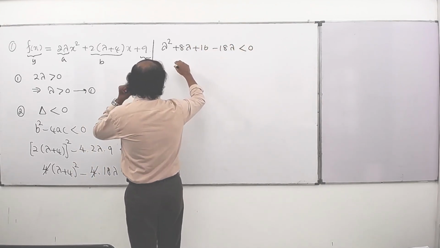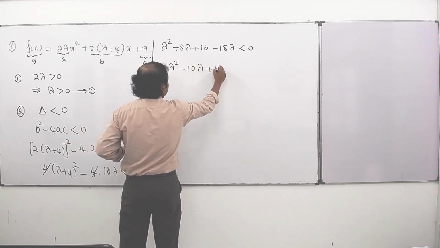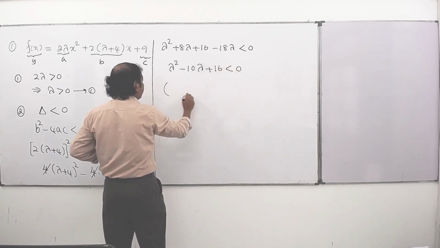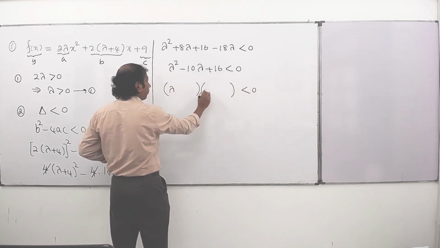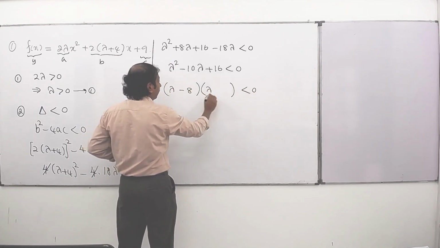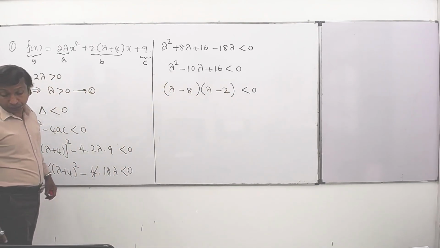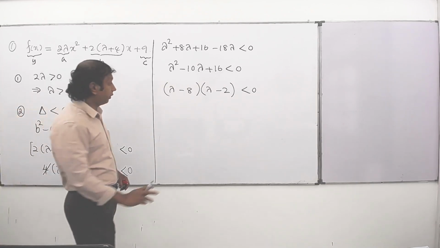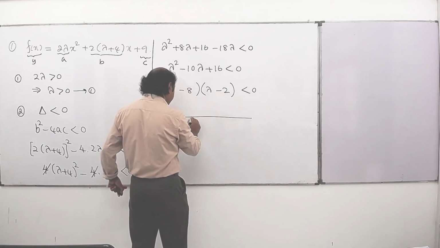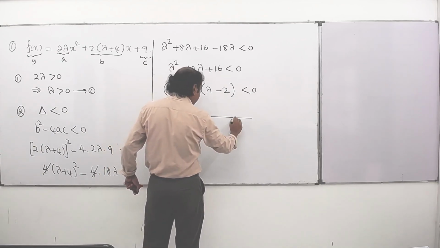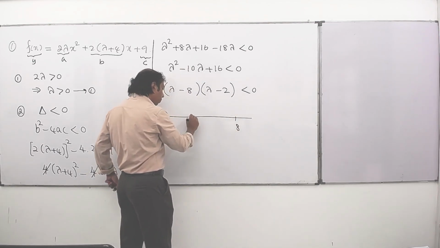When you simplify this, lambda squared minus 10 lambda plus 16 less than 0, you can factorize this: (lambda minus 8)(lambda minus 2). This way we can factorize that. Then we can find the region for lambda. Equate this bracket to 0, lambda is 2; this one to 0, lambda is 8. Now here we don't have an equal sign, so we don't take both these values.